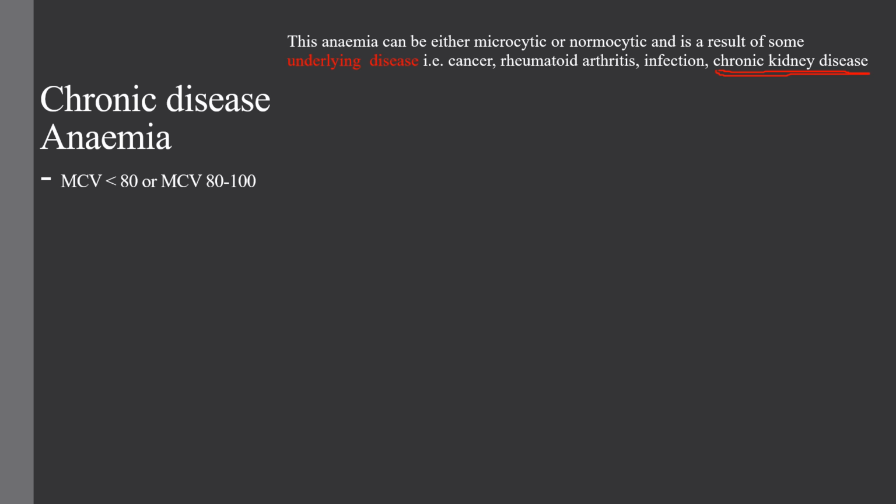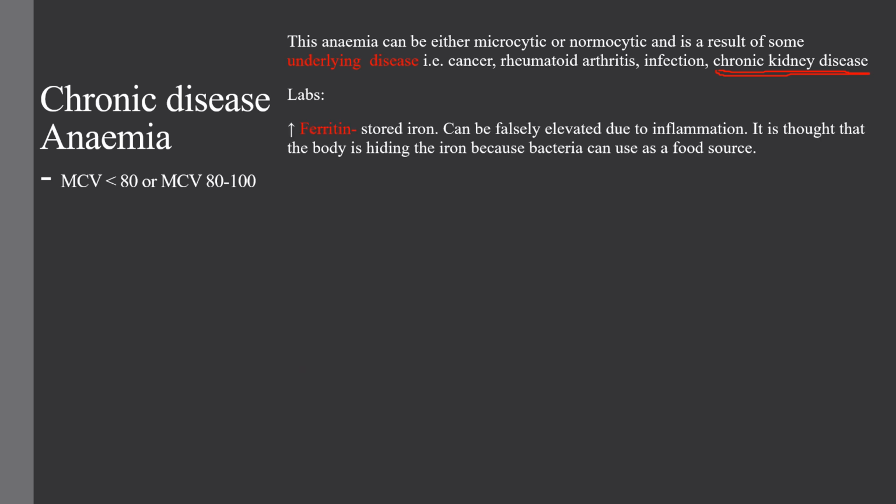darbepoetin to treat, because the kidney is involved in making EPO, which is erythropoietin, which is used to make erythropoiesis, which is the production of red blood cells. And I think that would be your biggest one. But the other ones are mainly due to inflammatory causes. So let's look at our labs.